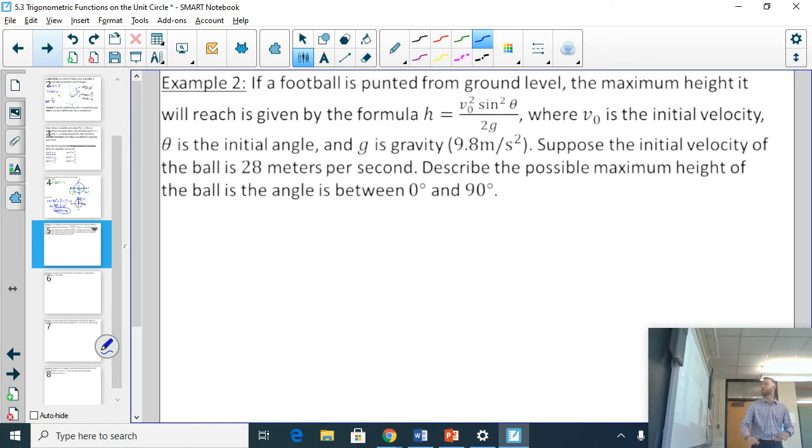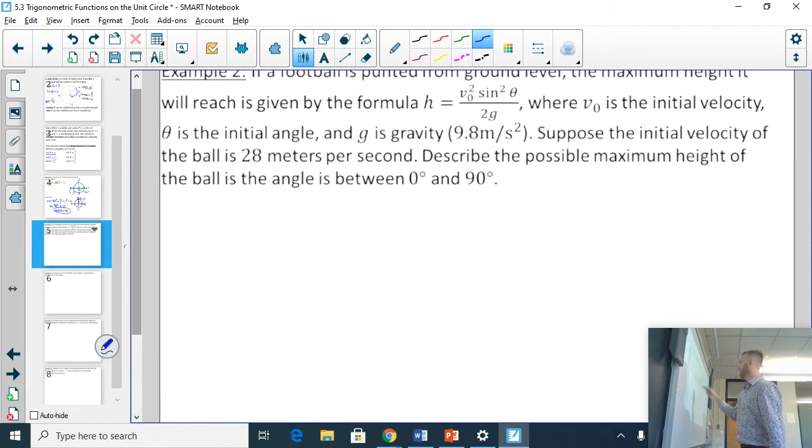All right, example 2. If a football is punted from ground level, the maximum height it will reach is given by the formula h equals v naught squared times sine squared theta all over 2 times g, where v naught is the initial velocity, theta is the initial angle, and g is gravity. Suppose the initial velocity of the ball is 28 meters per second. Describe the possible maximum height of the ball if the angle is between 0 and 90 degrees.